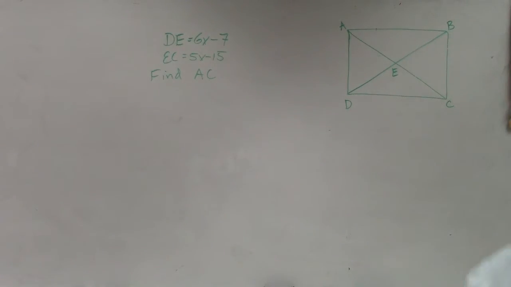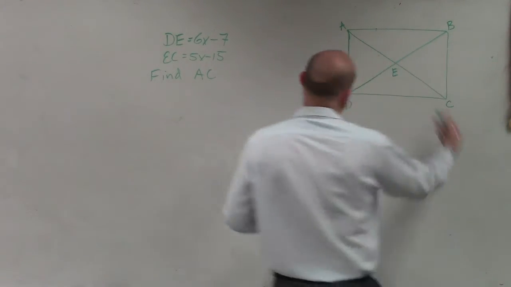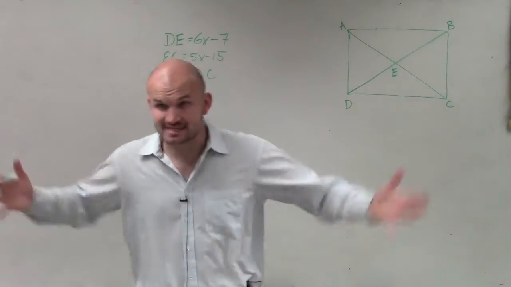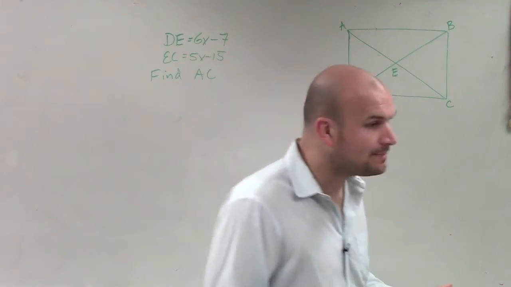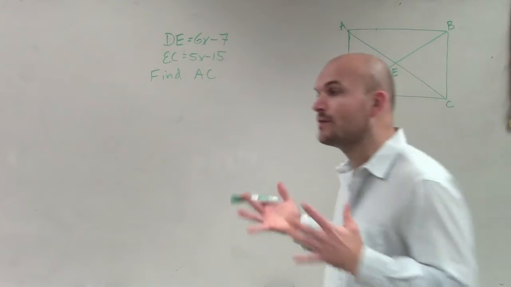So, ladies and gentlemen, what we have is this rectangle, A, B, C, D. Well, that's at least what the problem says. It's a rectangle, right? So when we know it's a rectangle, we have to go through these properties again. What are all the things we need to know about a rectangle?